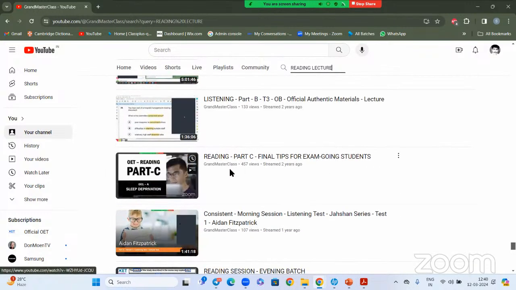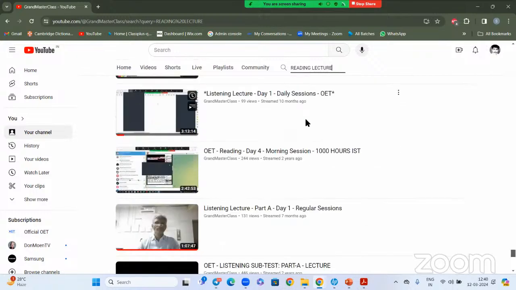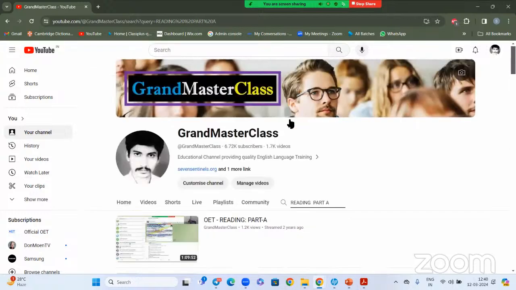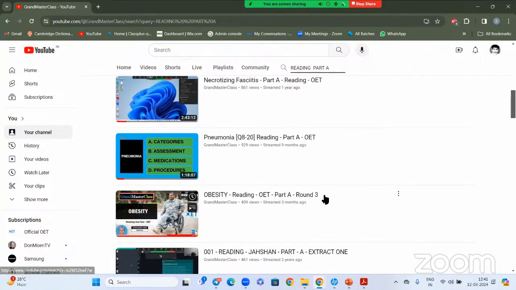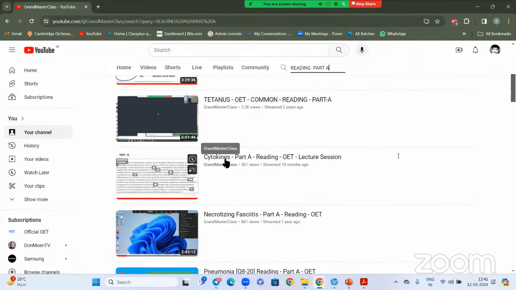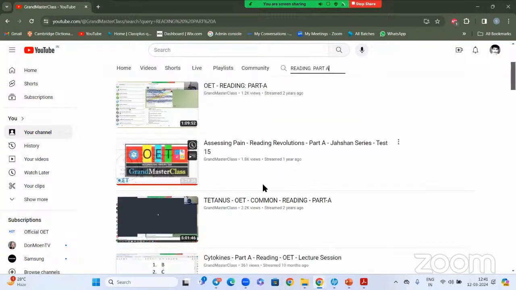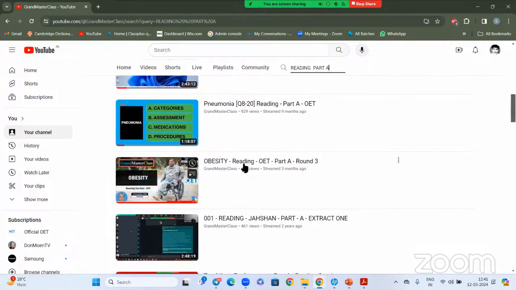Okay, this is reading part C. Sleep deprivation. This is reading session evening, listening lecture. If you want part A, write down reading part A. Only reading part A will come. See, part A, part A, part A, all. Obesity, pneumonia, okay, cytokines, tetanus. See here, assessing pain. OET reading part A, assessing pain, tetanus, cytokines, necrotising, okay, pneumonia, obesity.